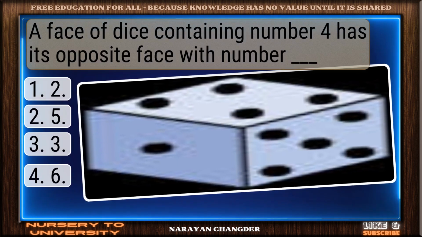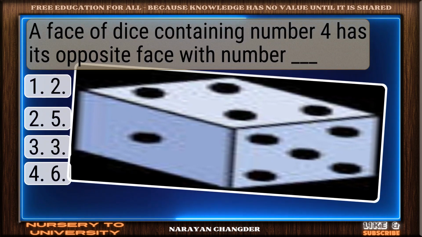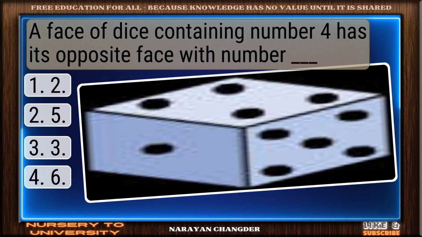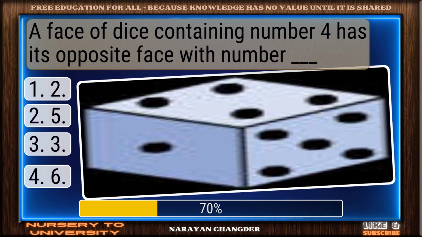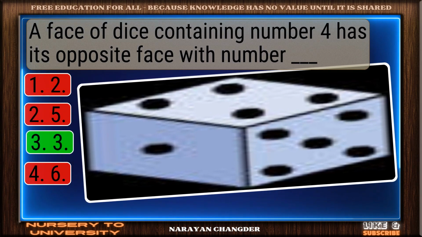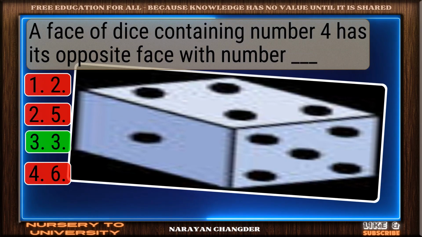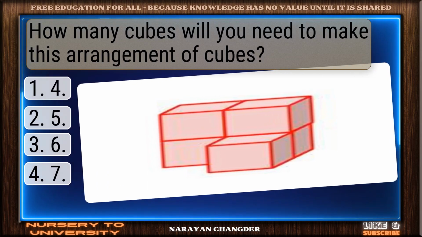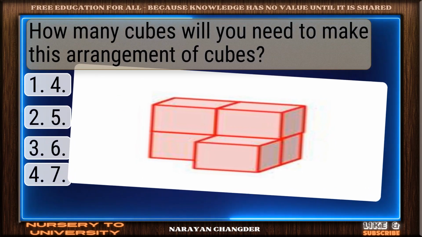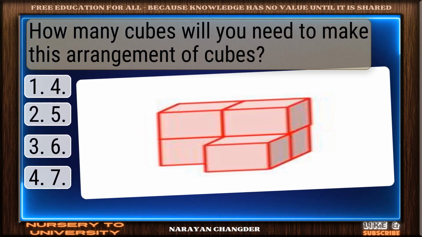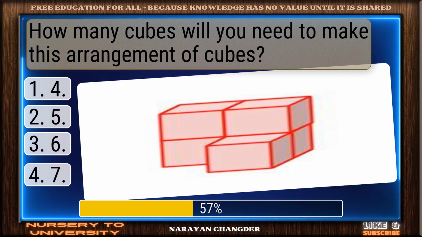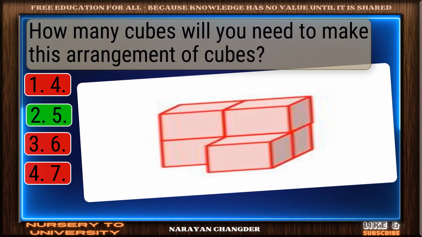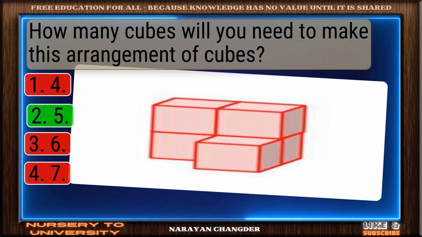A face of a dice containing the number 4 has its opposite face with number dash. Great thinking. 3 is the right choice. How many cubes will you need to make this arrangement of cubes? You got it. Your choice 5 is right.